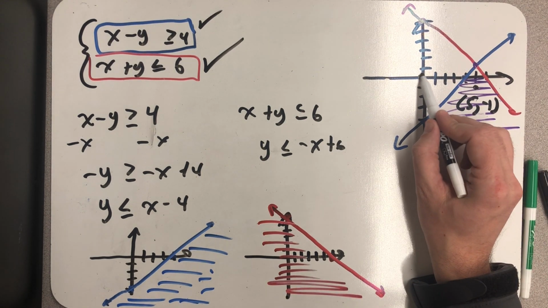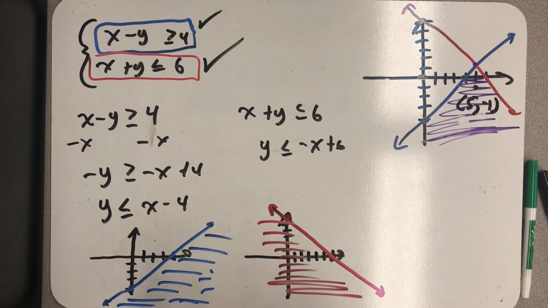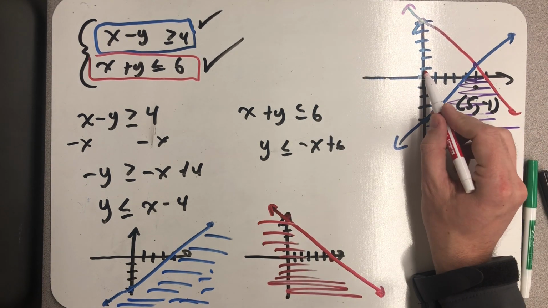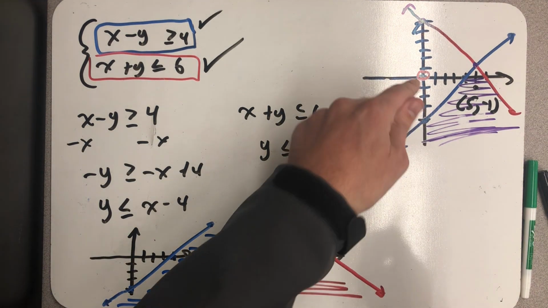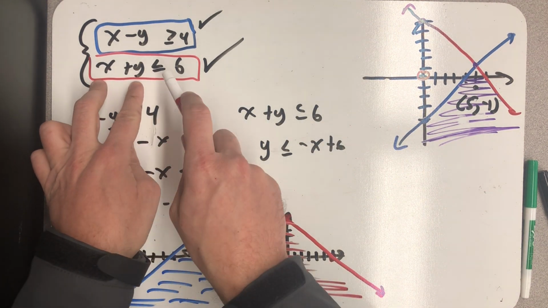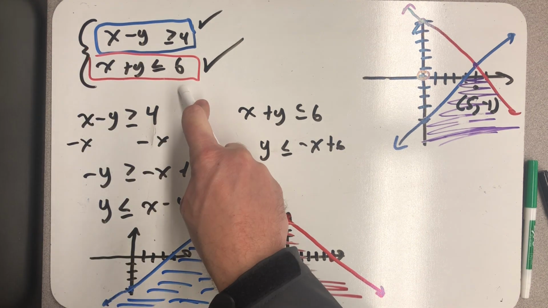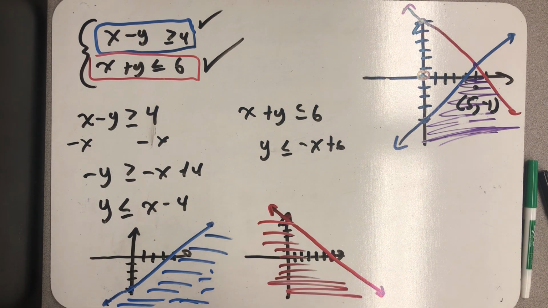If I pick a point in one of the other regions, I won't get a true statement in both places. So let's look at the origin. That's going to solve the red inequality, but not the blue one. So I plug it in, and I get 0 plus 0 is 0, which is less than or equal to 6. But when I plug it into the top inequality, I get 0 minus 0 is greater than or equal to 4, which is a false statement, so that region's out.